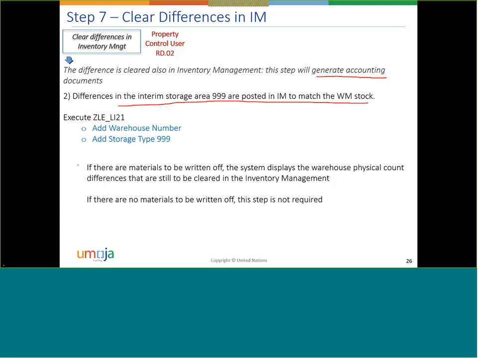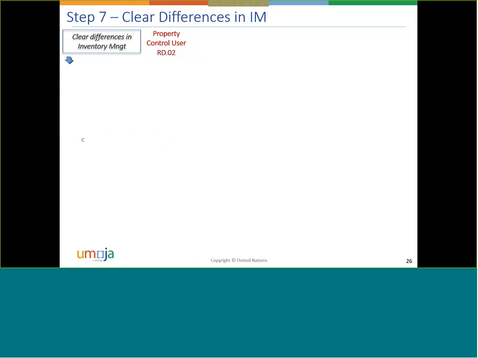And very importantly, two aspects are important here. If there are materials to be written off, the system displays the warehouse physical count differences that are still to be cleared. If there are no materials to be written off, the step is not required. So once we perform this transaction and there are materials to be written off, the system will display another transaction to perform. If not, it won't.